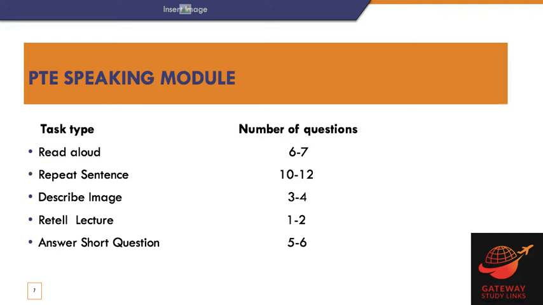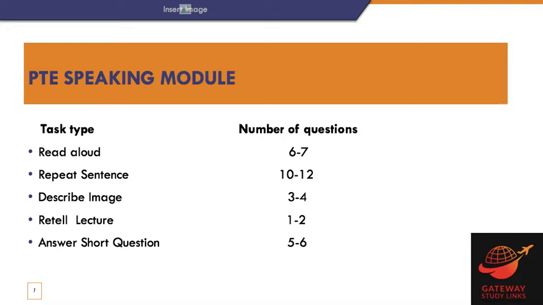The second one in the speaking module is repeat sentence. So it is 10 to 12 different sentences which you basically repeat. And then describe image, it is 3 to 4 different questions that would be there on describing an image. A graph, a chart, a table, a diagram, or a process can be shown to you, and you have to look at that and describe that.